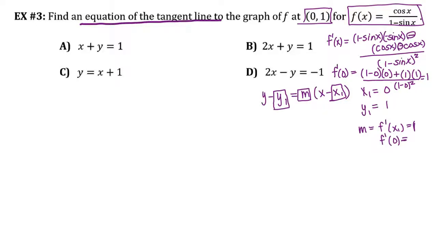So now I have everything I need to substitute in and find our equation. So we're going to have y minus 1 equals 1 times x minus 0. And so simplifying this, we have y minus 1 equals x. So y equals x plus 1. And that looks like that's going to be the equation for part C.